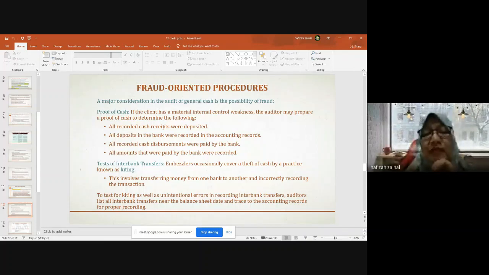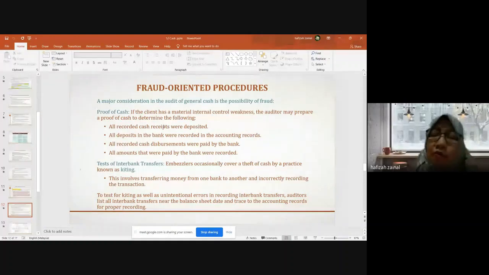And then test of interbank transfer. This is also another problem, because this is the issue of money laundering. Okay, what is money laundering? For your own knowledge, money laundering is when you transfer your money for non-business purposes, and sometimes it can be for an illegal purpose.